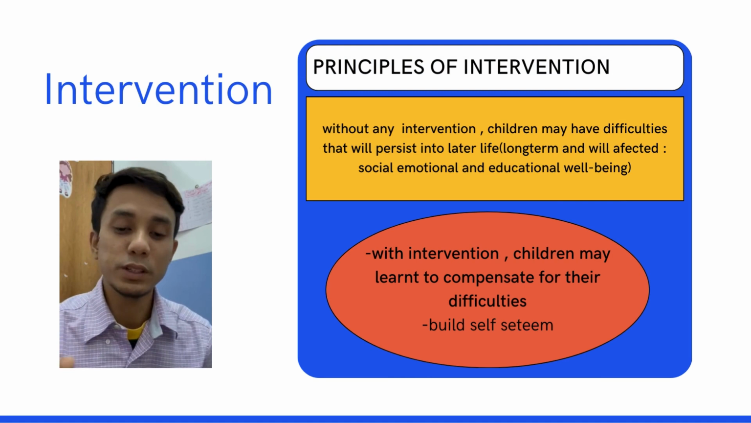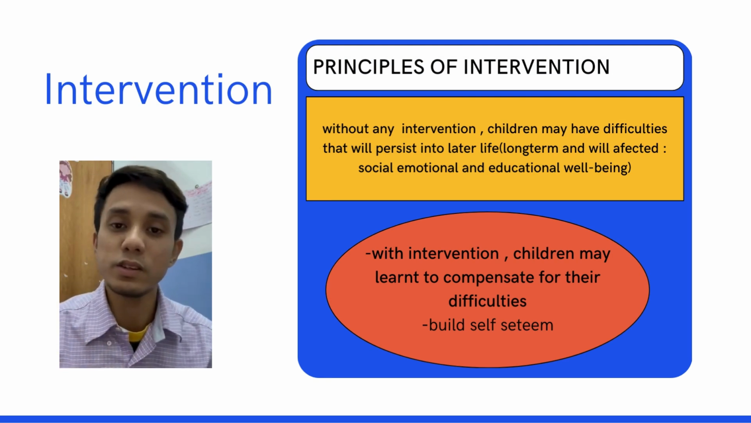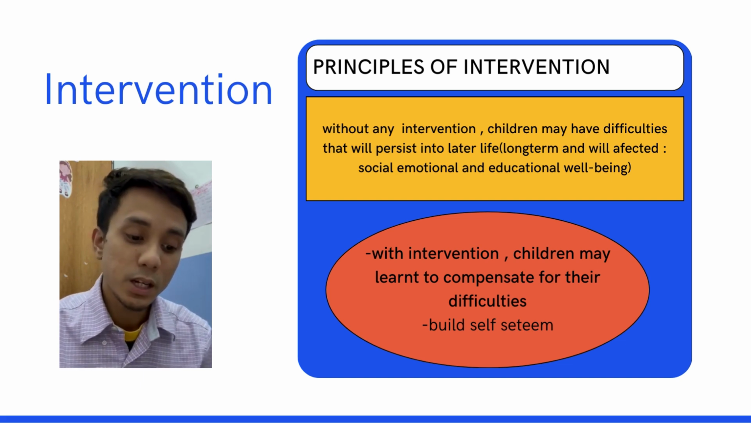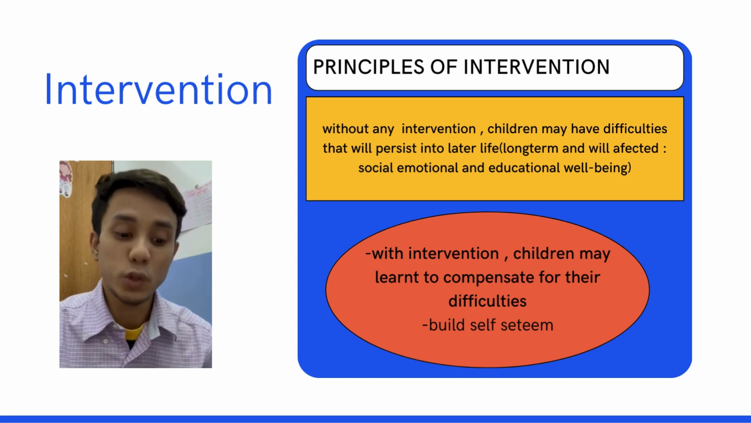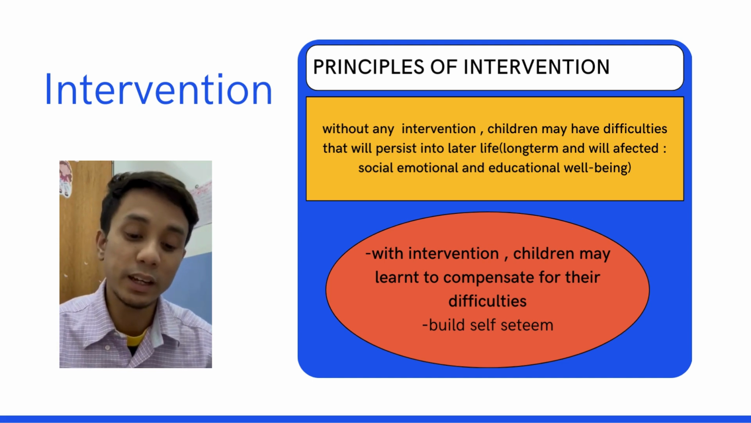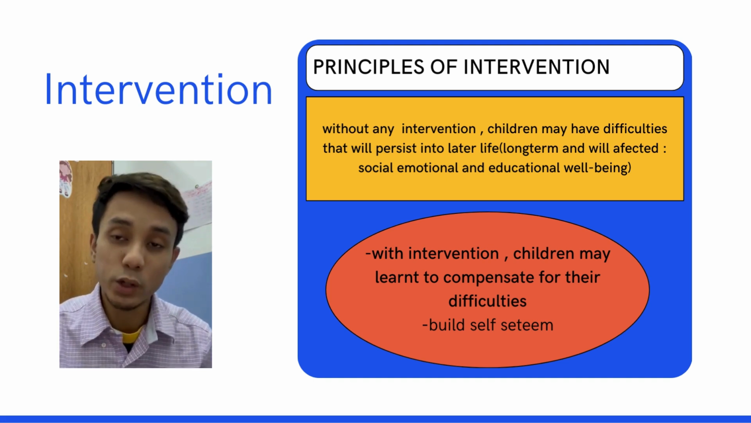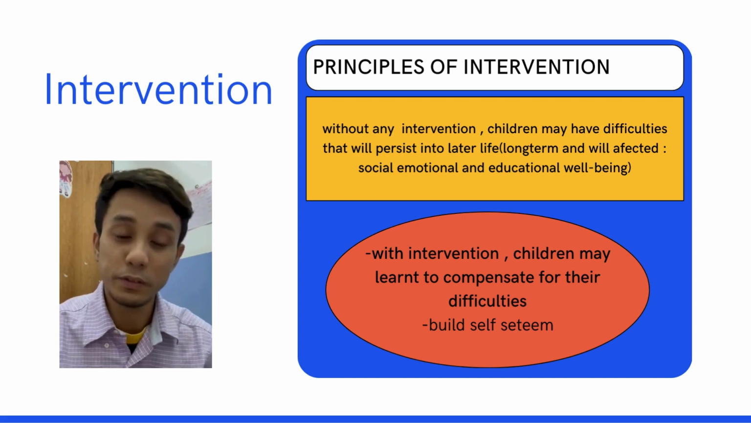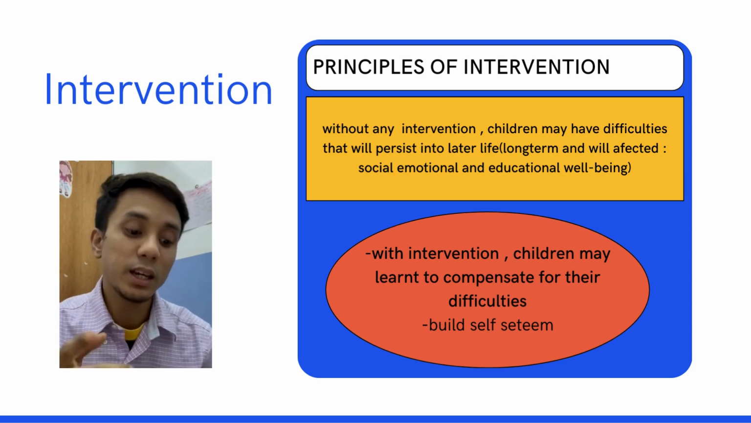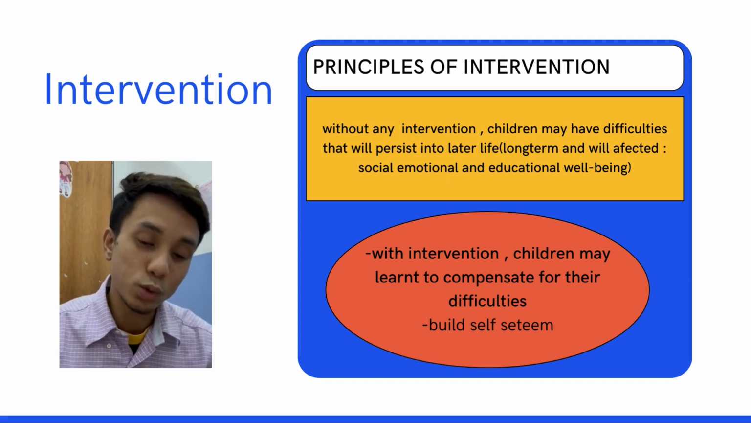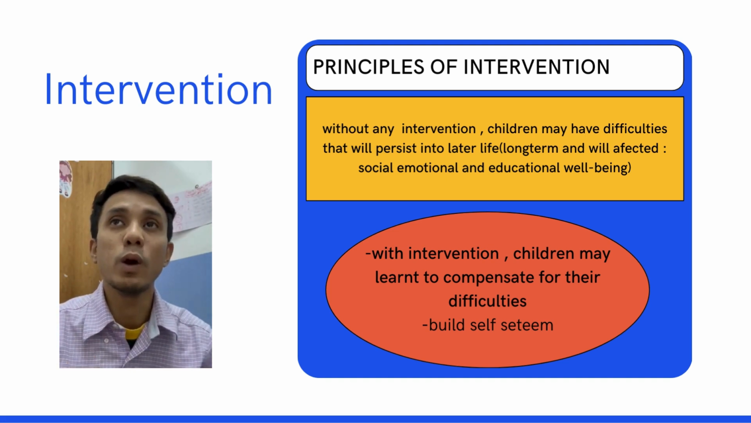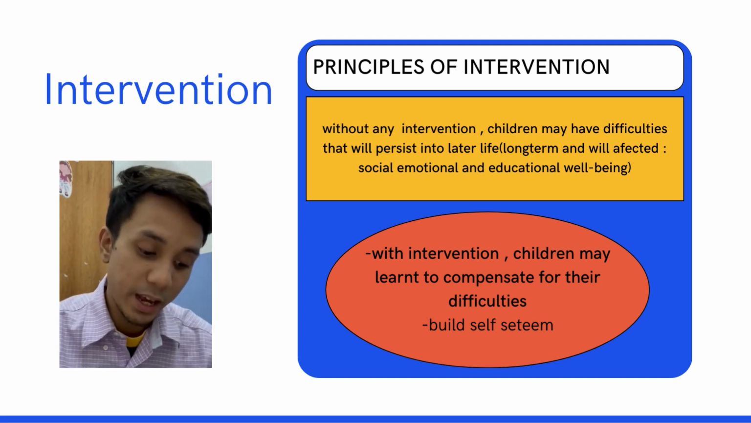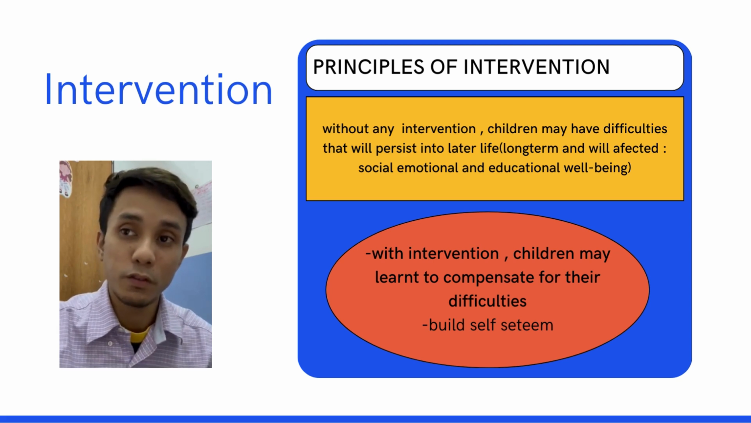Next, the principle of interventions for this type of children. If there is no intervention for this disorder, the difficulties may persist later on into adulthood. It will be trouble for them, and in the long term it can affect their social, emotional, and educational well-being, like I said on the previous slide. With interventions, they can learn to compensate for their difficulties. They will try to adapt and learn what difficulties they are having, and it can also build up self-esteem for these children.